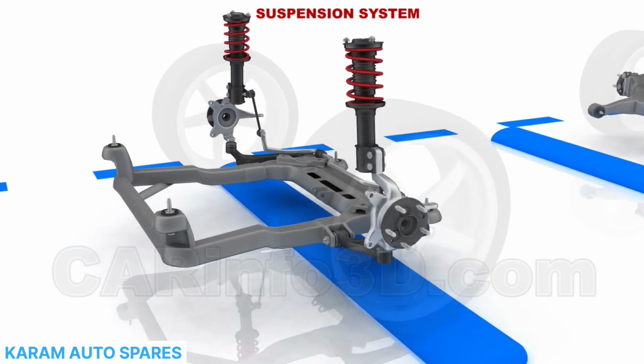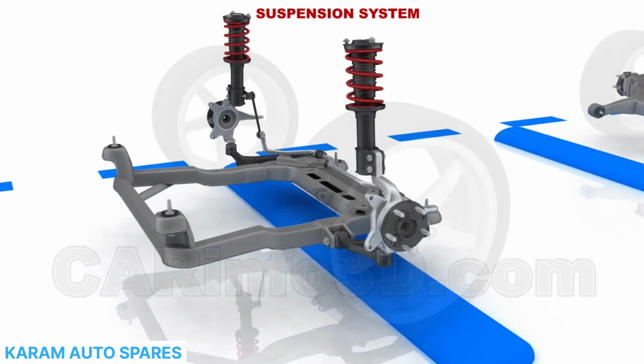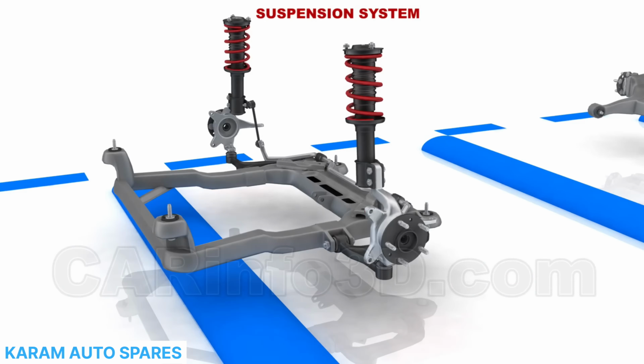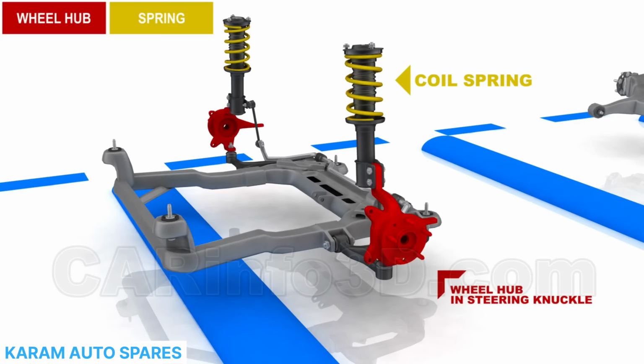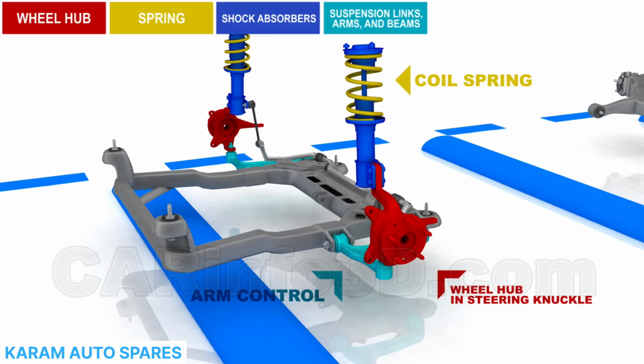Let's go back to the suspension system. The suspension includes the wheel hub. This is a wheel hub mounted on a steering knuckle. The spring, a coil spring in our case. Shock absorbers. Suspension links, arms, and beams.